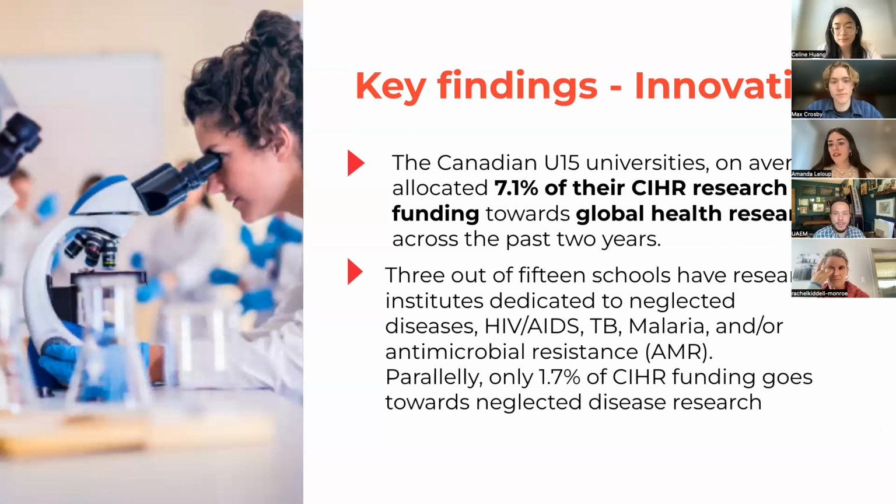Furthermore, only 3 out of 15 schools have a research institute dedicated to neglected diseases, HIV/AIDS, tuberculosis, malaria, and/or antimicrobial resistance. And in parallel, only 1.7% of CIHR funding goes towards neglected disease research. Really often, there is a lack of investment in neglected disease research because it's just less lucrative to produce treatments for diseases primarily affecting those in low and middle income countries.